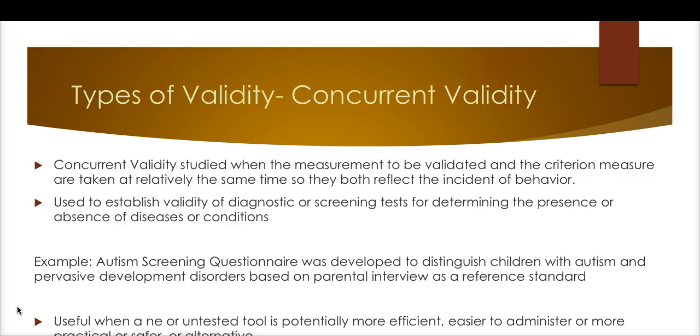Alright, next we have concurrent validity. This is established when researchers demonstrate that an outcome measure has a high correlation with the criterion measure taken at the same point in time. So they kind of work together. An example that I gave is an autism screening questionnaire that was developed to distinguish children with autism and pervasive development disorders based on a parental interview as a reference standard. Okay?